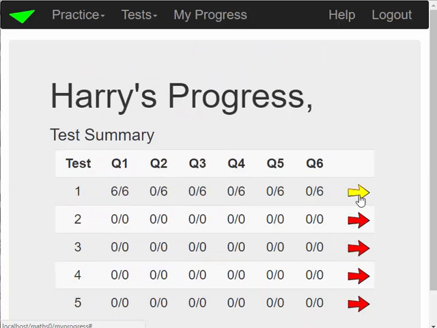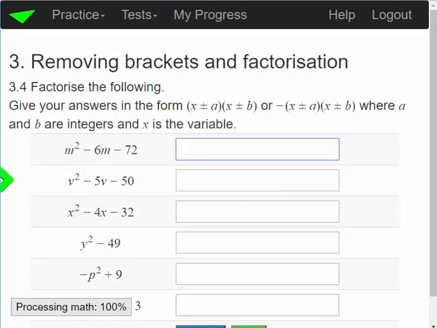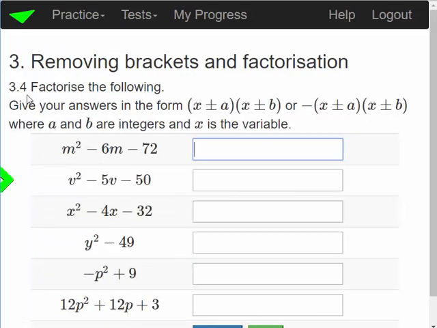These arrows are marked red for when you've not made much progress, amber for when you've made a bit of progress, and green when you've made good progress. And the ultimate target is to get 6 out of 6 for all of the tests. You can choose any test by clicking on its location. So if we want to do test 3 question 4, we click on there and we go to test 3 question 4.